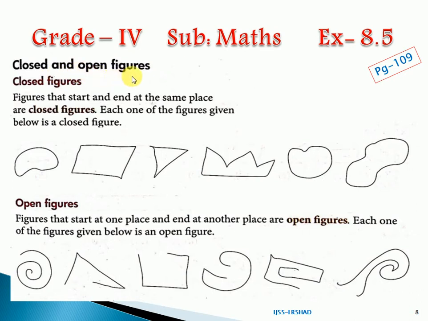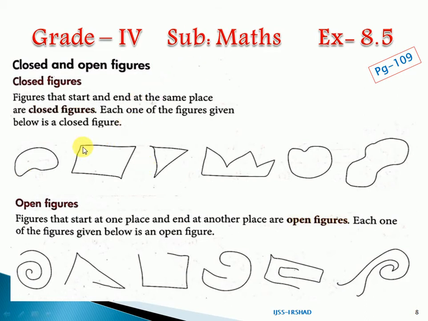Closed and open figures. Now we will come to know about figures. Till now we have learned point, ray, line segment, line, angles. Now about figures. Basically we have two types of figures, closed figures and open figures. What are closed figures? Figures that start and end at the same place, at the same point, are called closed figures.